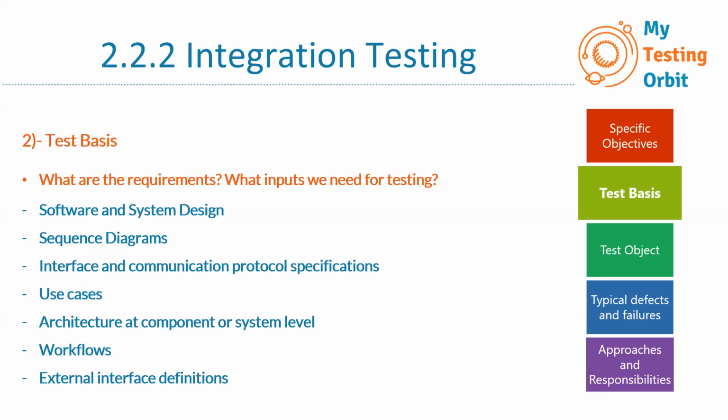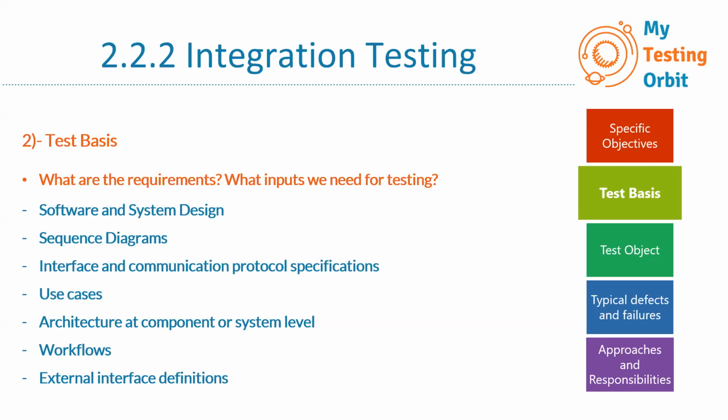So over here, we are covering what kind of inputs we need in order to perform integration testing. The second one is sequence diagrams. These are diagrams which show the sequence in which the interaction happens between modules or interfaces. It then makes it easier to understand and build accordingly. So we need sequence diagrams as well.